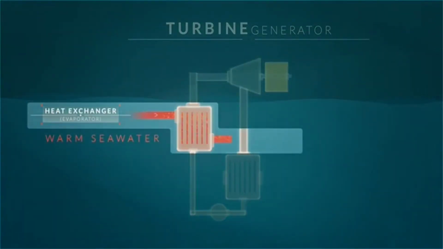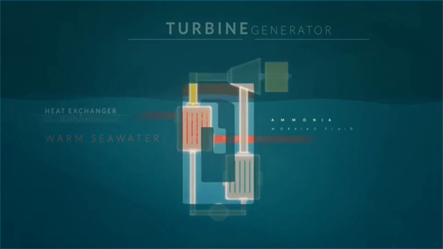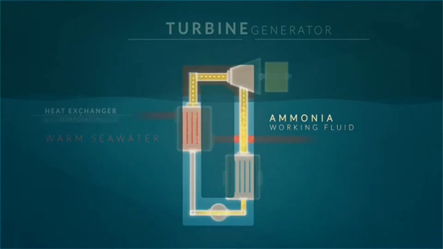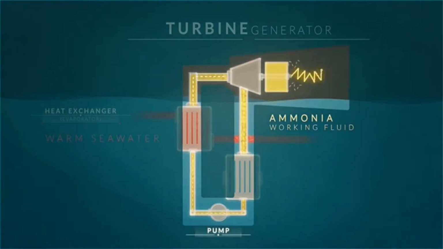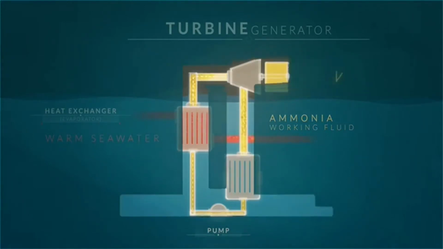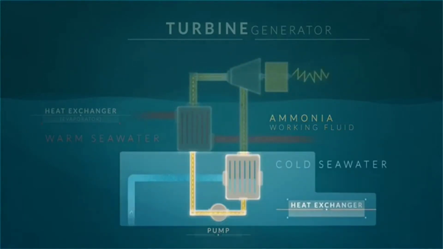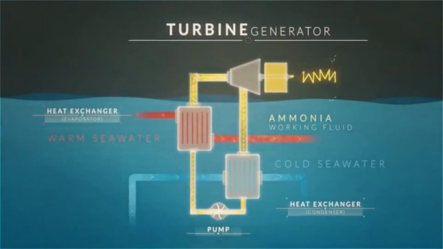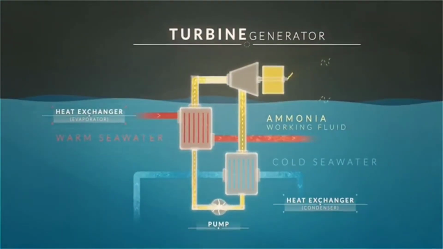The warm water passes through an evaporator which boils a liquid working fluid, such as anhydrous ammonia, contained within a closed circuit. The now gaseous ammonia drives a turbine to generate electricity. The gas then enters a condenser where it is cooled by frigid seawater from the cold water pipe, returns to a liquid, and is pumped back to the evaporator to continue the cycle.